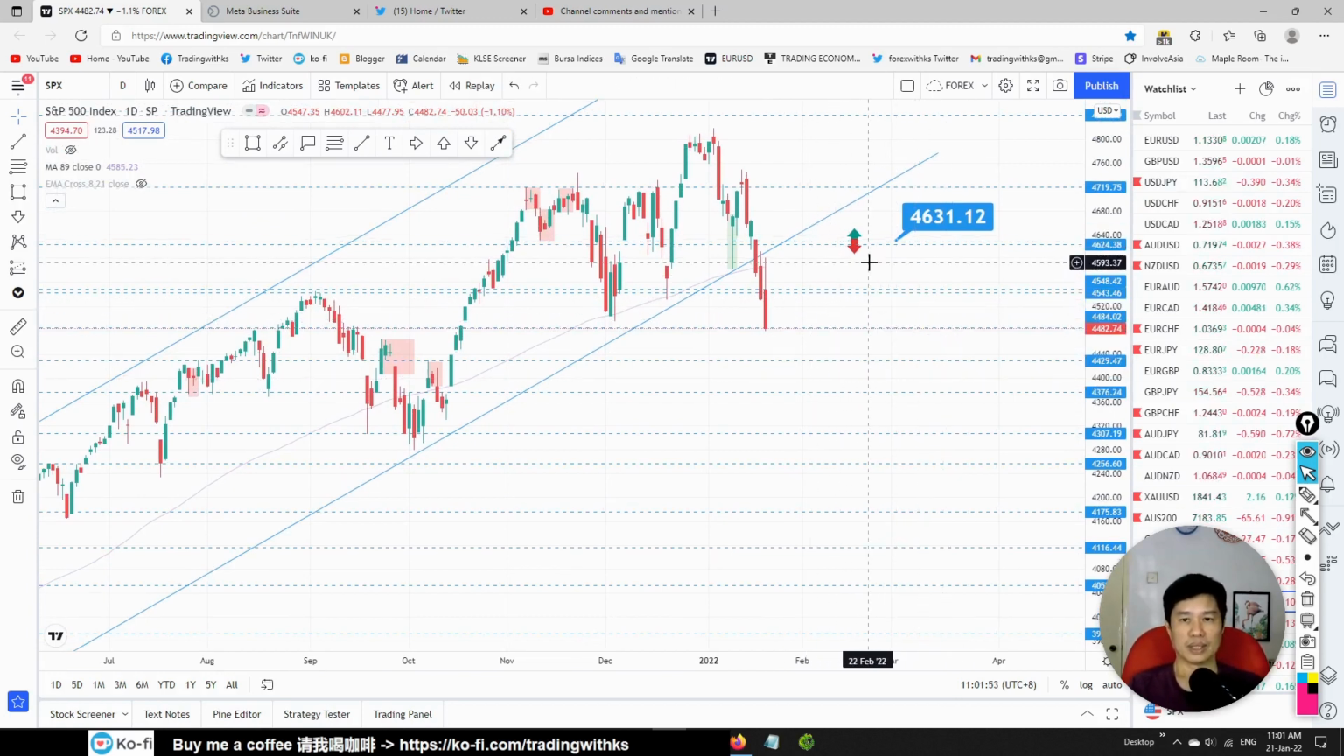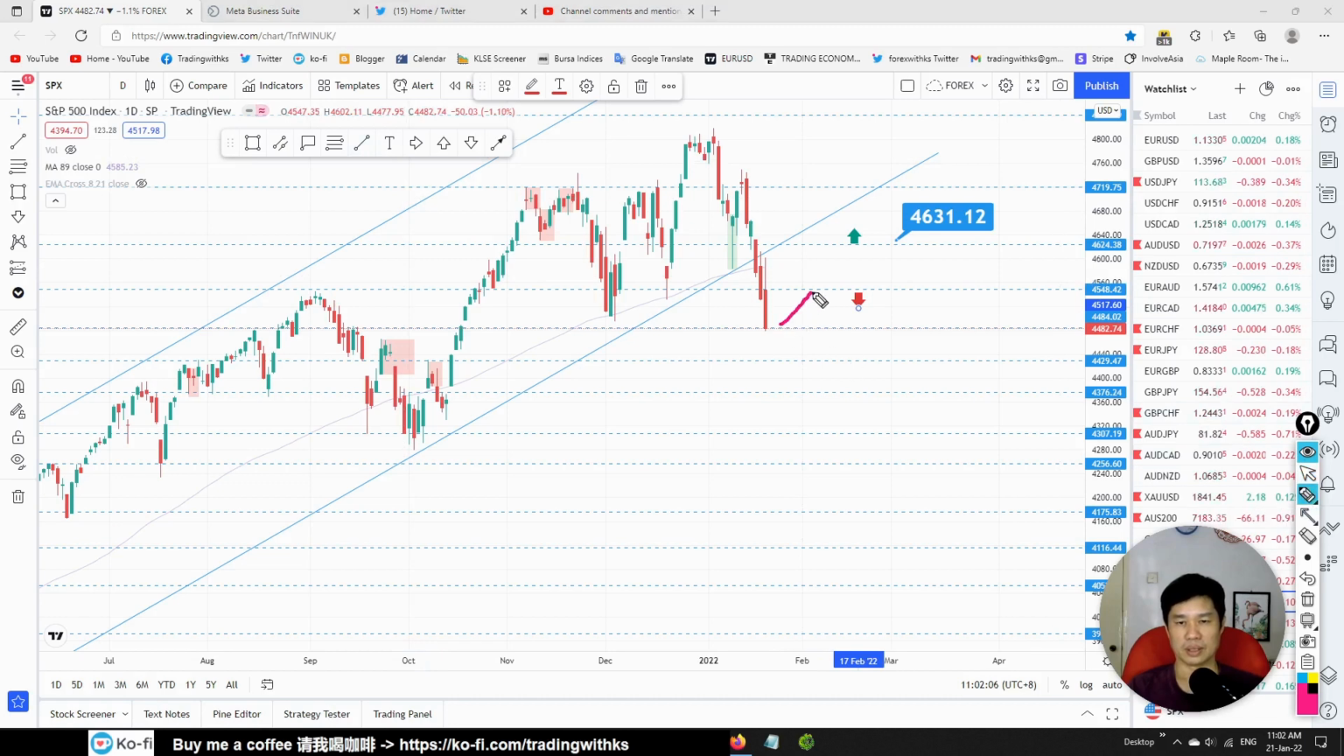S&P. Okay, so let me see. Below here we want to sell. So this one, look for a sell opportunity here. A retracement, look for a sell opportunity at this area.